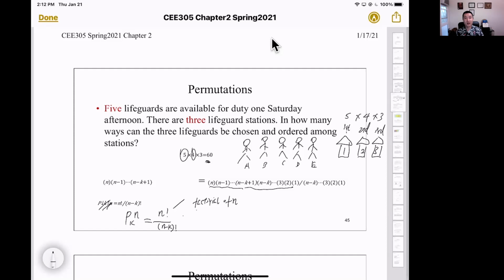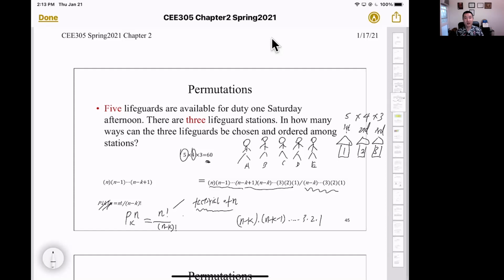Okay, so that is factorial of N. And so factorial of N minus K is equal to N minus K times N minus K minus 1 times ... 3, 2, and 1.